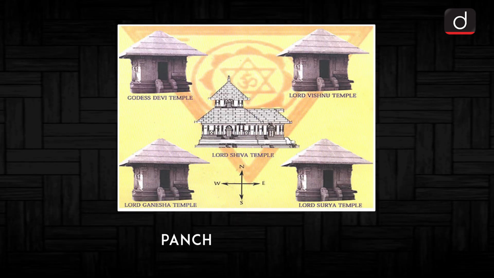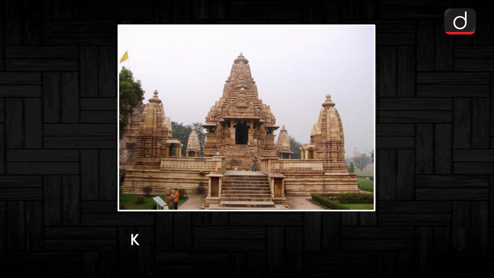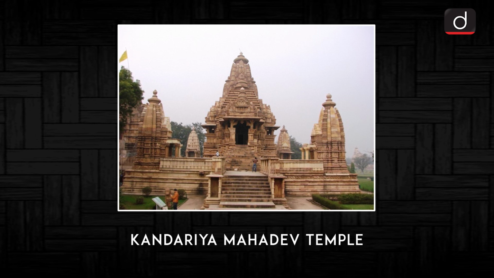Panchayatana style of temple making was followed. Panchayatana is an architectural style where the main shrine is built on a rectangular plinth with 4 smaller subsidiary shrines at the 4 corners, making it a total of 5 shrines. This is Pancha. Example, Kandariya Mahadev Temple.